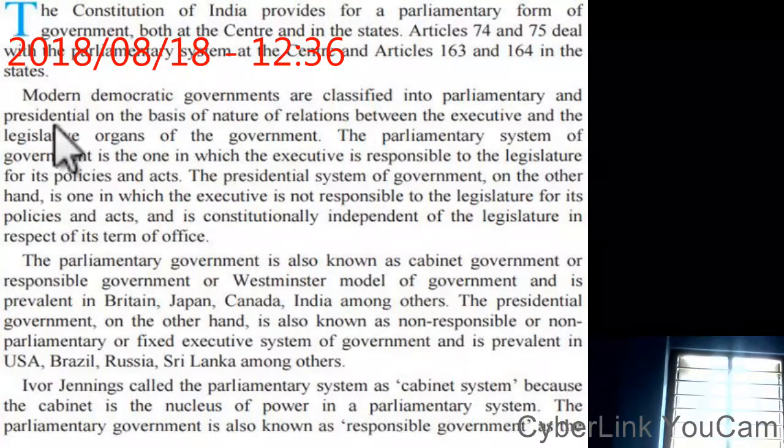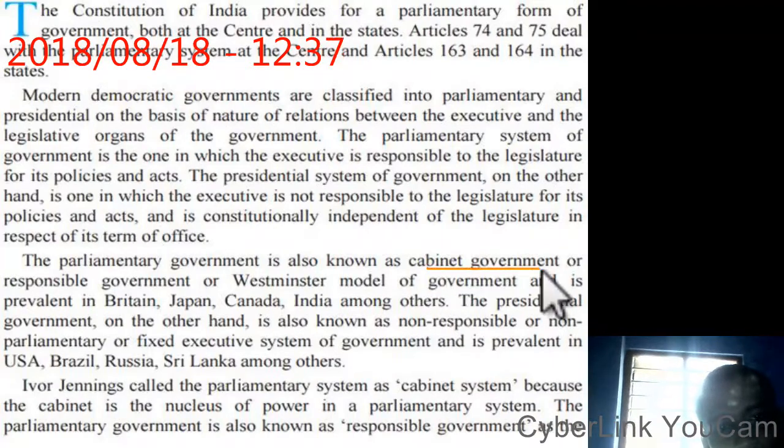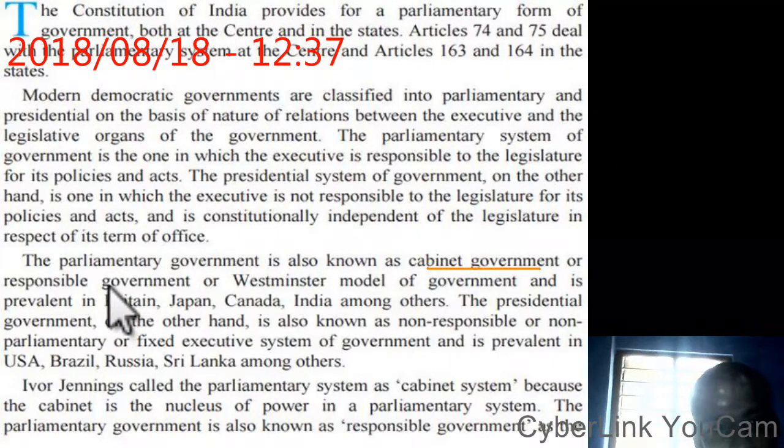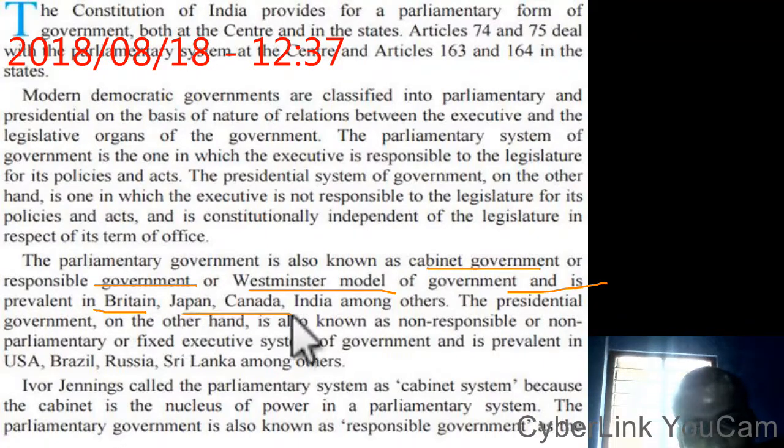So here, the parliamentary government is also known as cabinet government, responsible government or Westminster model of government, and is prevalent in Britain, Japan, Canada, India, and others.